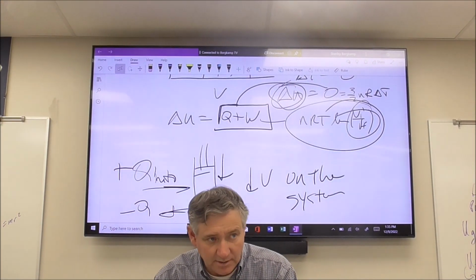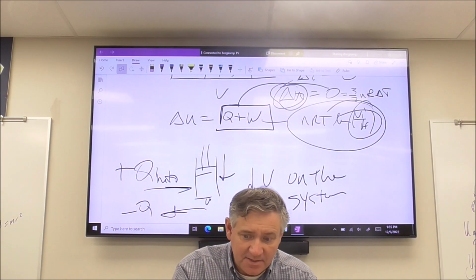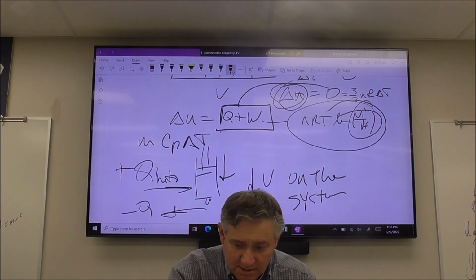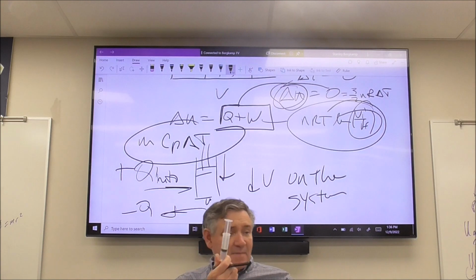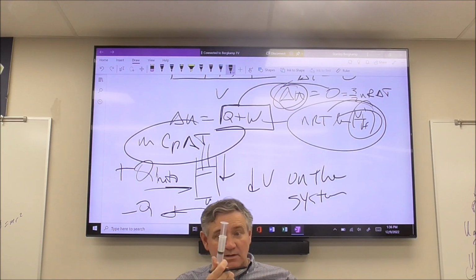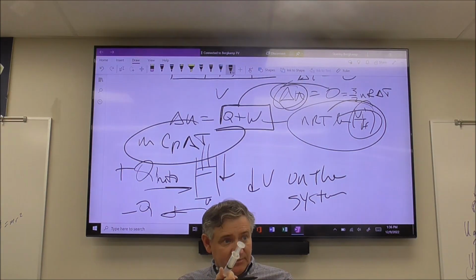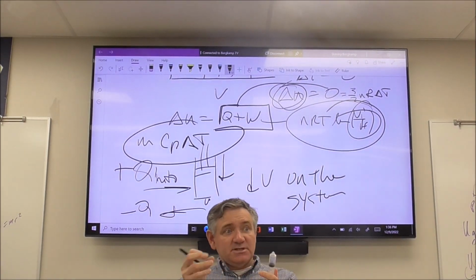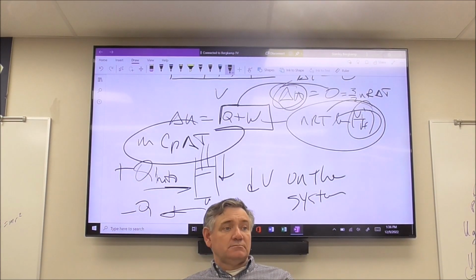And Q is just the energy moving. You could calculate that using, just like we did, mc_p delta T. If you know the mass of the gas in here, the change in temperature, and the specific heat of the gas inside of here, I could figure out how much energy was actually put in by measuring those values, or how much is taken out.